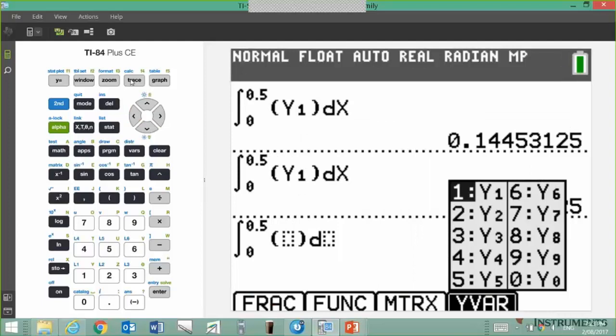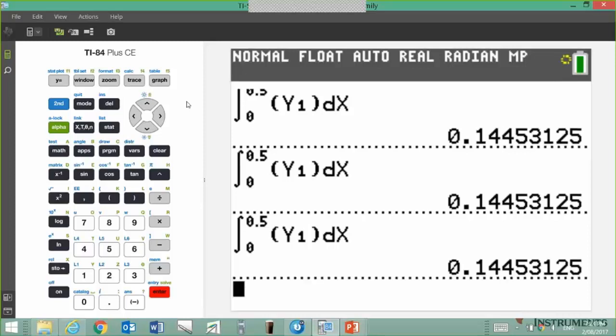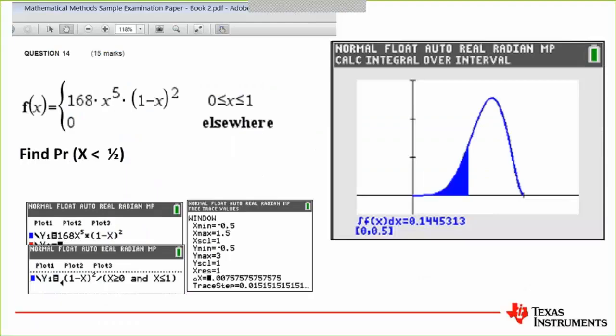And number 1 is my y1 variable. That can also be found, by the way, accessing through the vars key. And there's our value. I just really like that. I've kind of rediscovered this calculator after spending the first half of my teaching career with it.